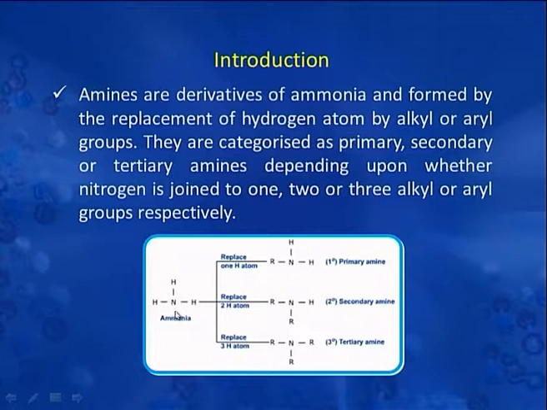Here you can see with this example that this is an ammonia molecule. Here the nitrogen is attached to 3 hydrogens. Now, if one of the hydrogens is replaced here, then there is formation of a primary amine. If 2 hydrogens are replaced by alkyl groups, then there is formation of a secondary amine, and if all the 3 hydrogens of ammonia are replaced by alkyl group, they are called tertiary amines.